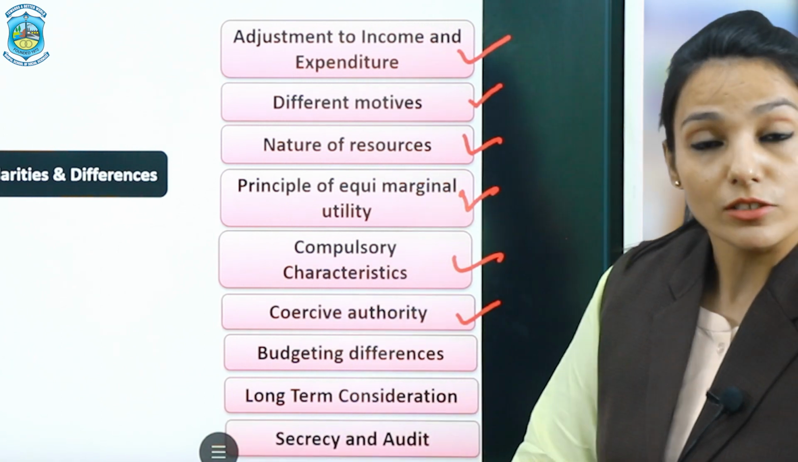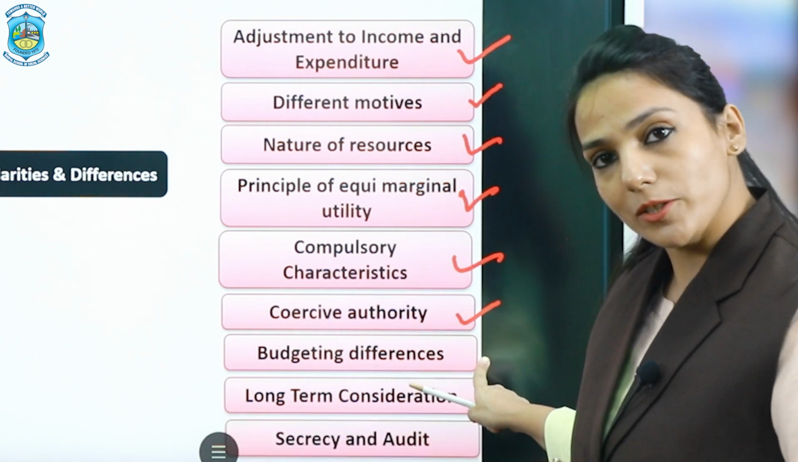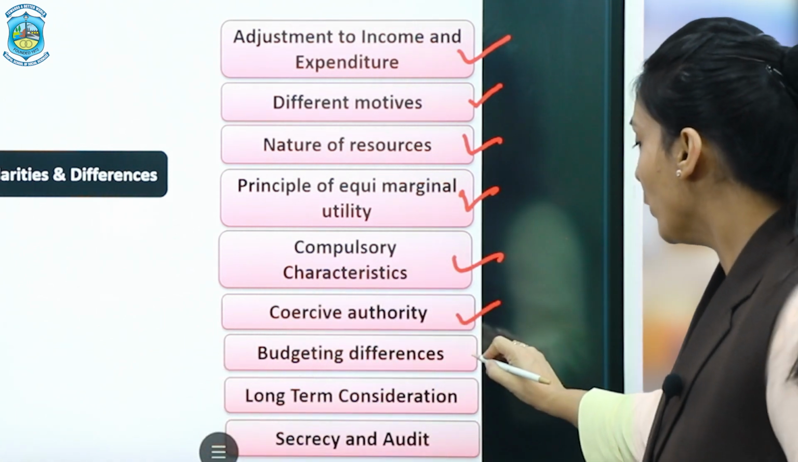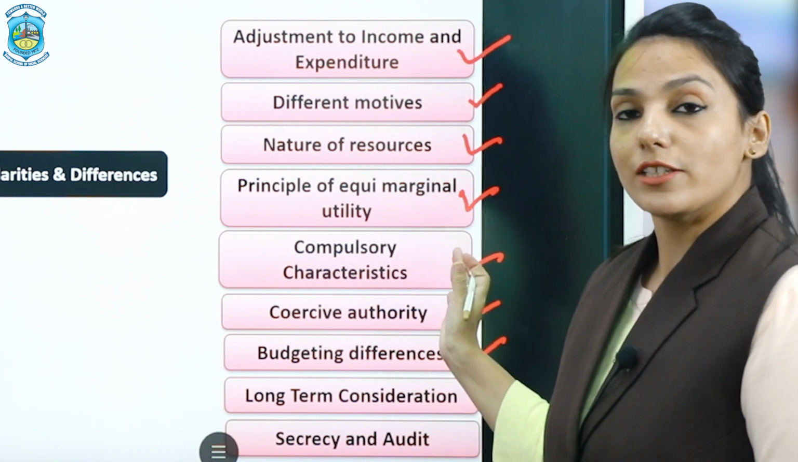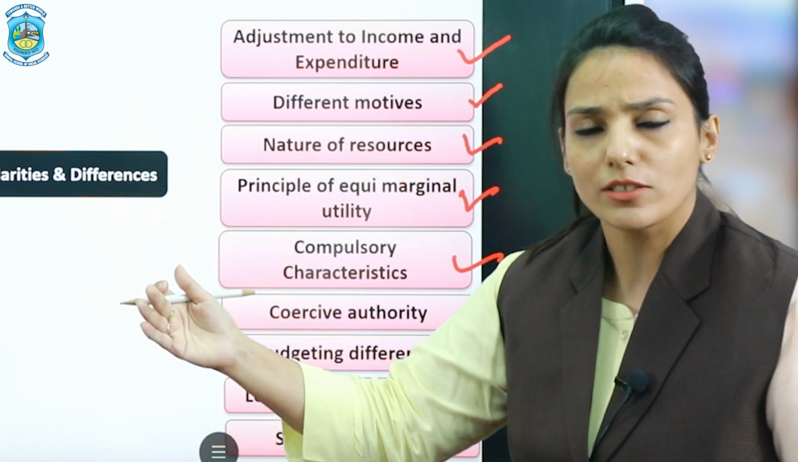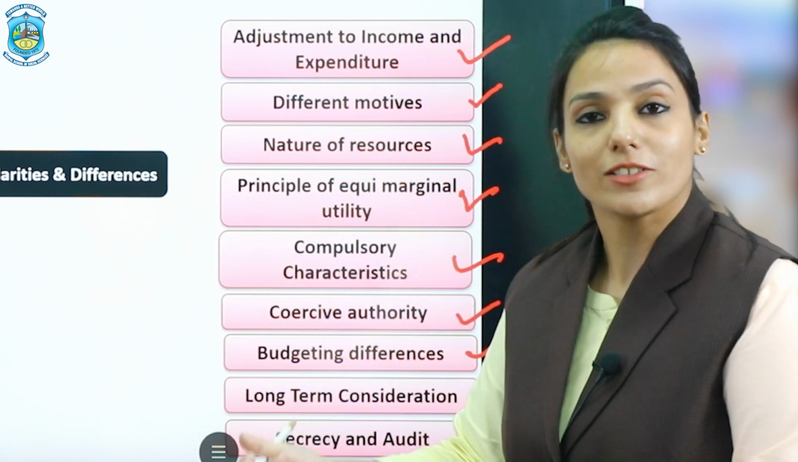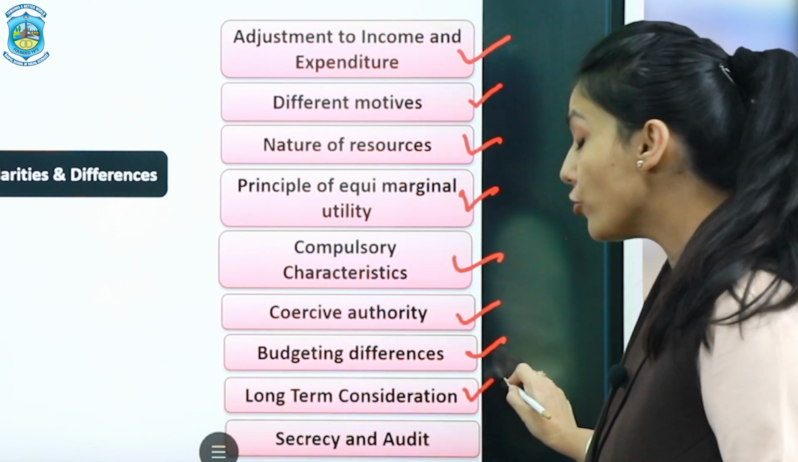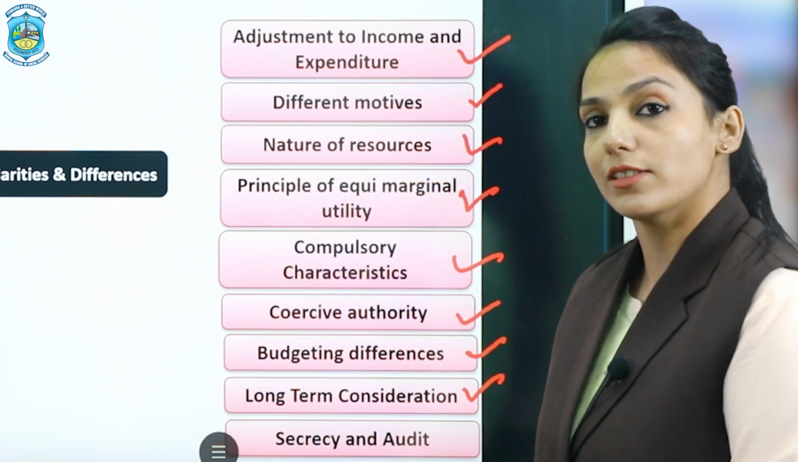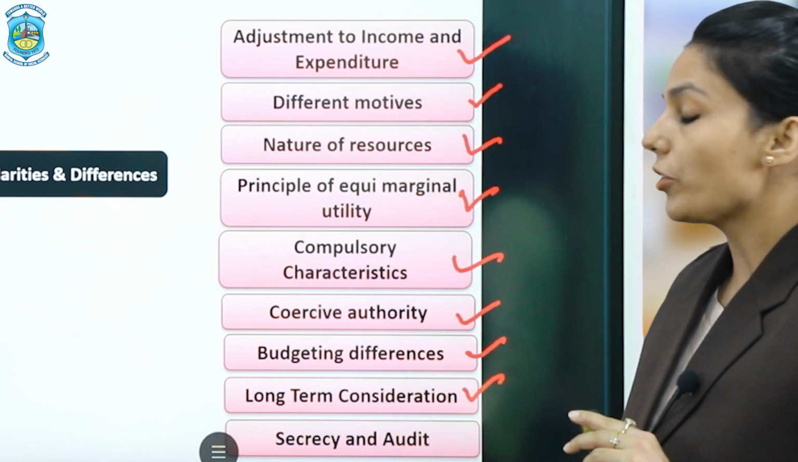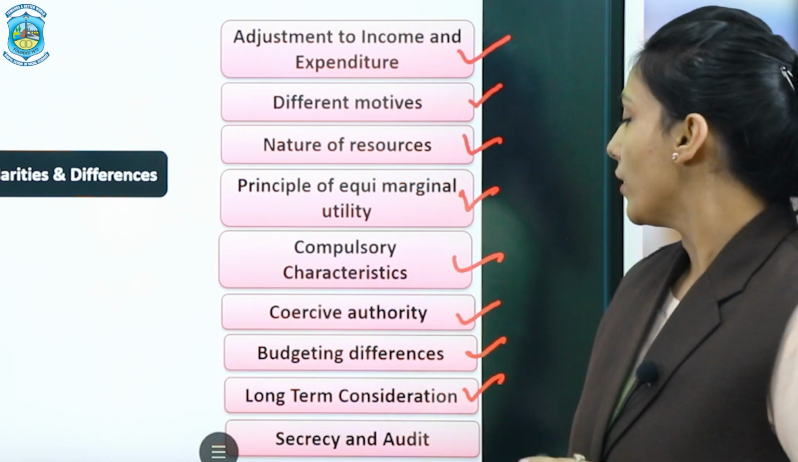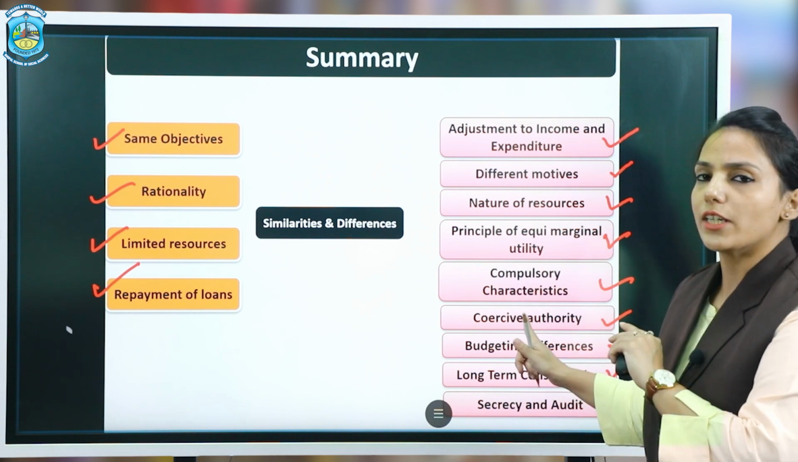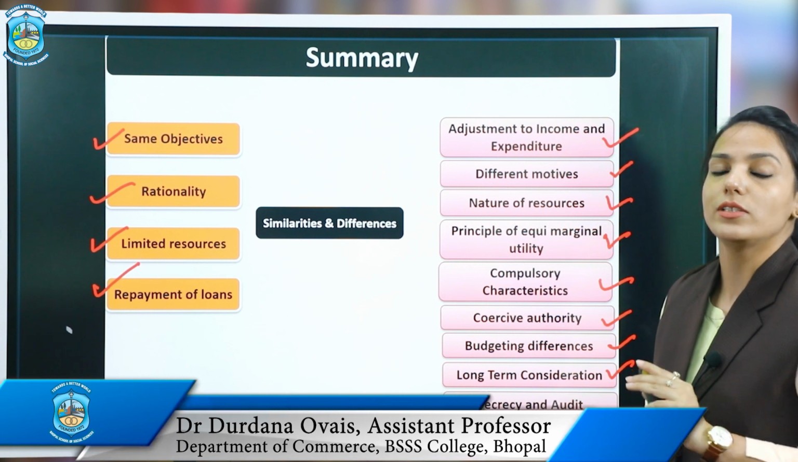There is a budgeting difference also. Individuals like to go for a surplus budget and government likes to go for a deficit budget. Next is long-term consideration. Organizations or individuals go for short-term consideration when they plan for investments or expenditure, but government has a long-term vision regarding the welfare and future of the citizens as well as the nation. And the last point of difference was secrecy and audit. The individuals take huge care not to disclose their budget, whereas the government publicizes its plans, policies and budgets.